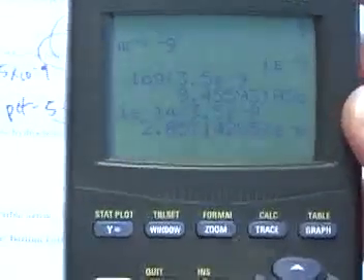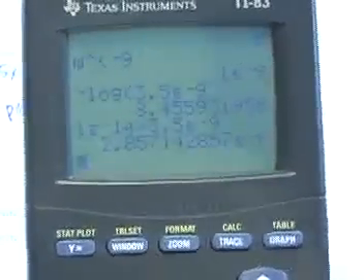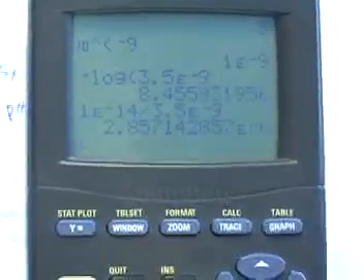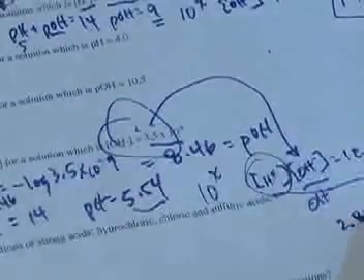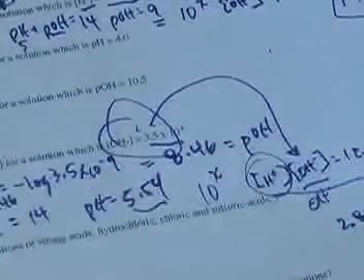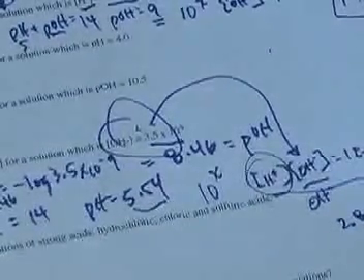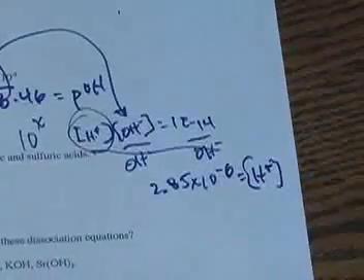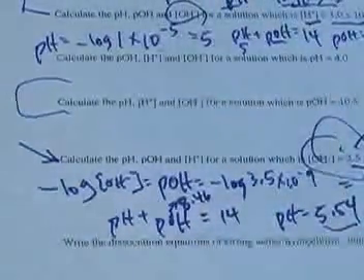And we end up with an H plus ion concentration of 2.85 times 10 to the negative 6th. 2.85 times 10 to the negative 6th is equal to our H plus, or H3O plus, ion concentration. There are lots more problems like this in here that you could try. The answers are actually in the book if you want to take a look at them underneath their sample problems.